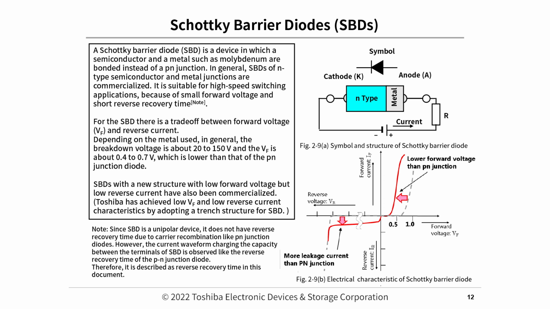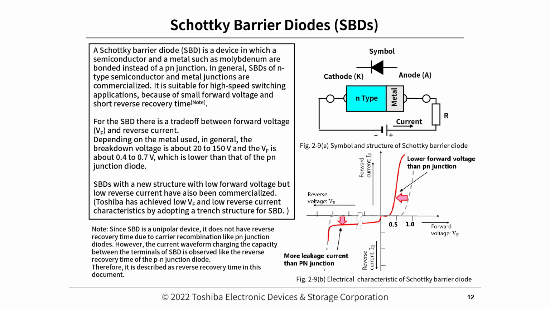Schottky barrier diodes, SBDs. A Schottky barrier diode, SBD, is a device in which a semiconductor and a metal such as molybdenum are bonded instead of a p-n junction. In general, SBDs of N-type semiconductor and metal junctions are commercialized. It is suitable for high-speed switching applications, because of small forward voltage and short reverse recovery time.